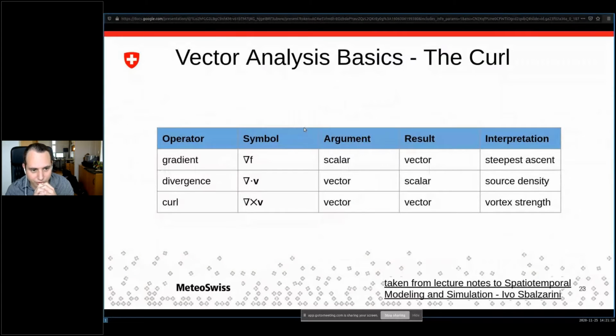Okay, here again, just having the same thing as an overview in a table. We have the gradient, which operates on a scalar field and gives back a vector, which points into the steepest ascent. We have the divergence, which takes as an argument a vector field, returns a scalar, which is a measure for the source density. And then we also have the curl, which takes as an argument a vector and returns another vector, which reflects the vortex strength at each point in space.